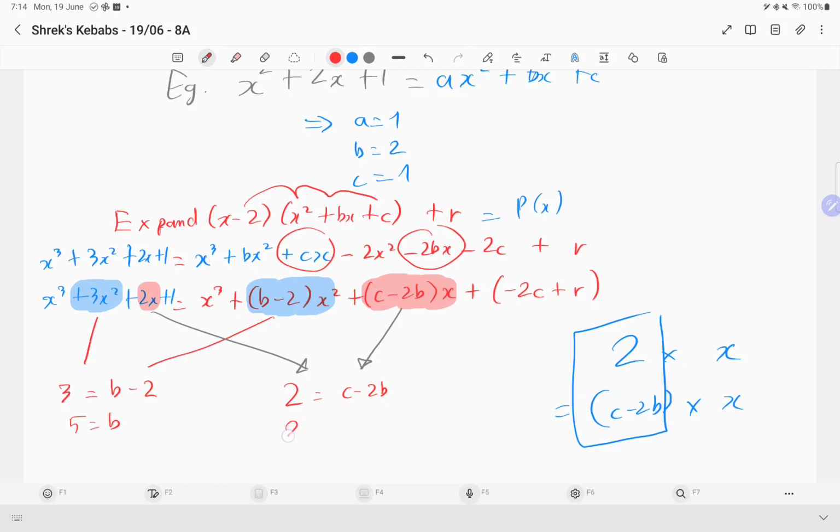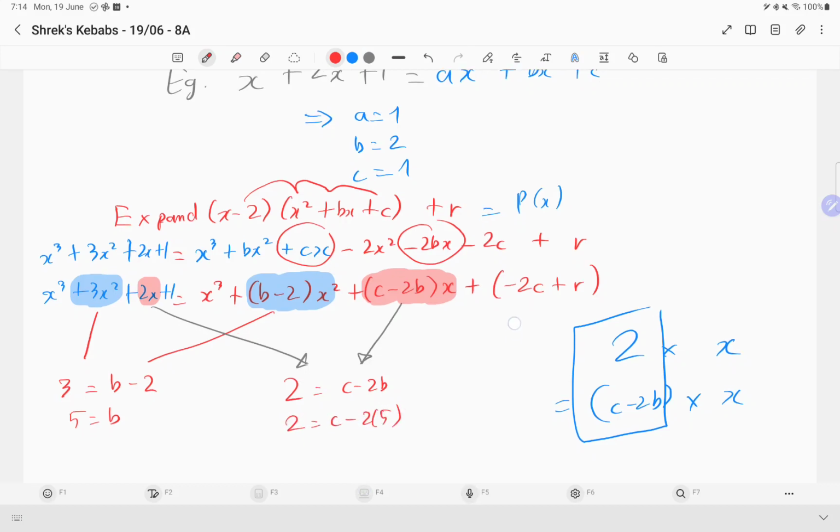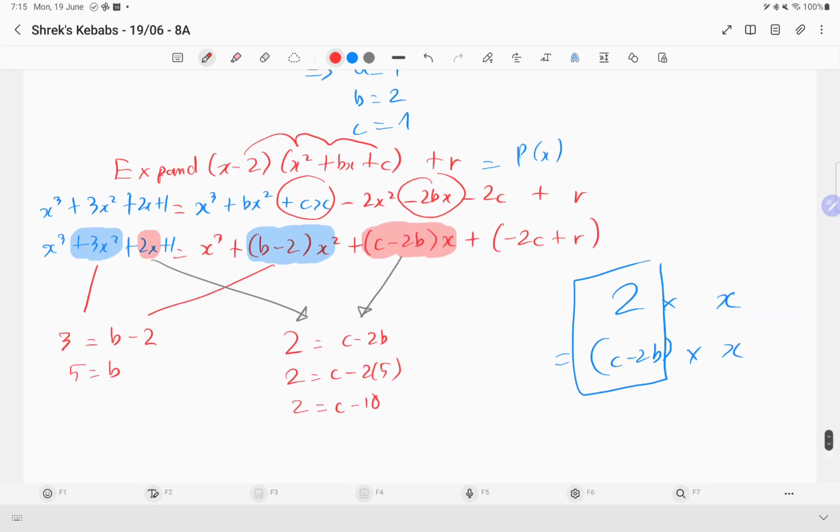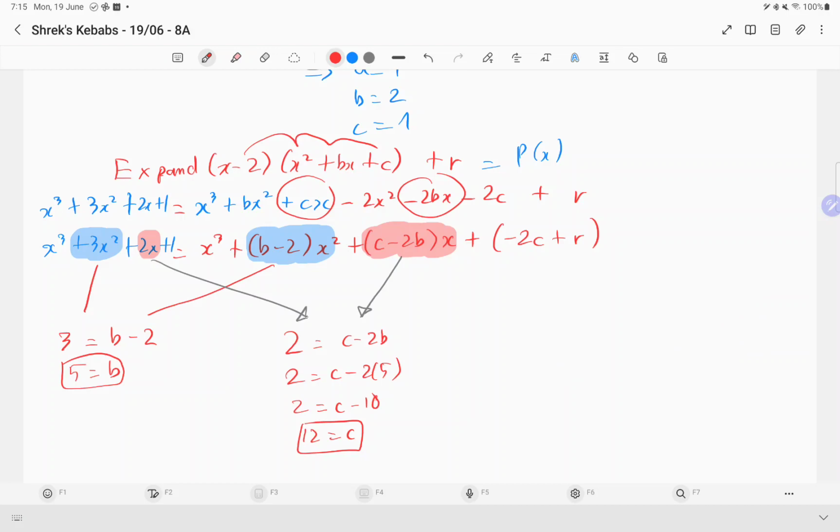And what do we know about b? It's equal to 5. So you can substitute that in here. Equals to 5. 2 equals c minus 10. Bring the 10 over. So 12 equals c. Alright, so that's the second answer. Okay? Now, what is the last equation I can form then?